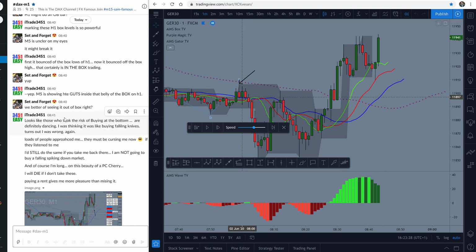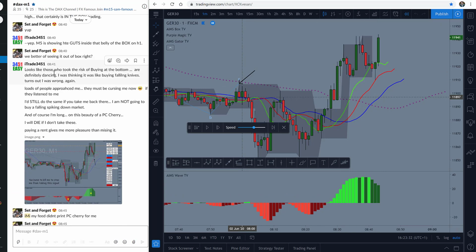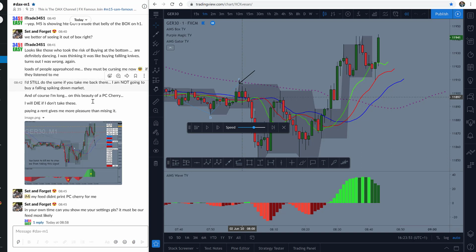Let's go there. That's the time, 8:43. Let's go to 8:43. Here we are. Looks like those who took the risk of buying at the bottom are definitely dancing. I'm talking about the daily charts. You know, when the pandemic spikes went down, a lot of people actually bought at the bottom. I wasn't one of them, and I'm still proud of it. You don't want to buy falling knives. I still do the same. If you take me back there.